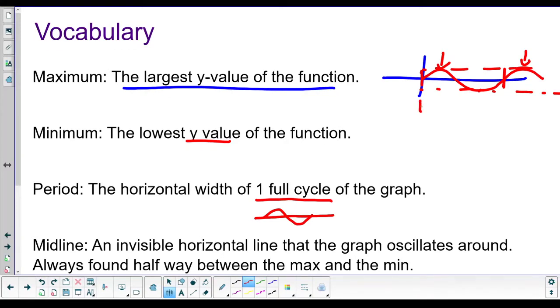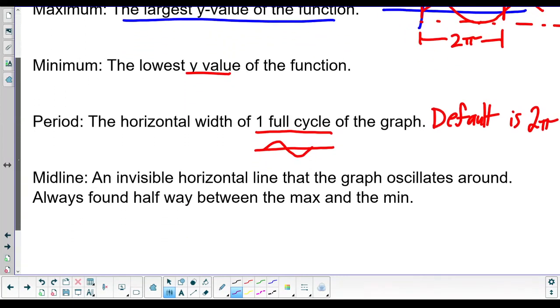This width right here should be 2 pi for today. We'll change this later, but for right now, the default is 2 pi. You might want to write that down. Default is 2 pi. Okay. And then there is one more vocab word that we're going to talk about today.